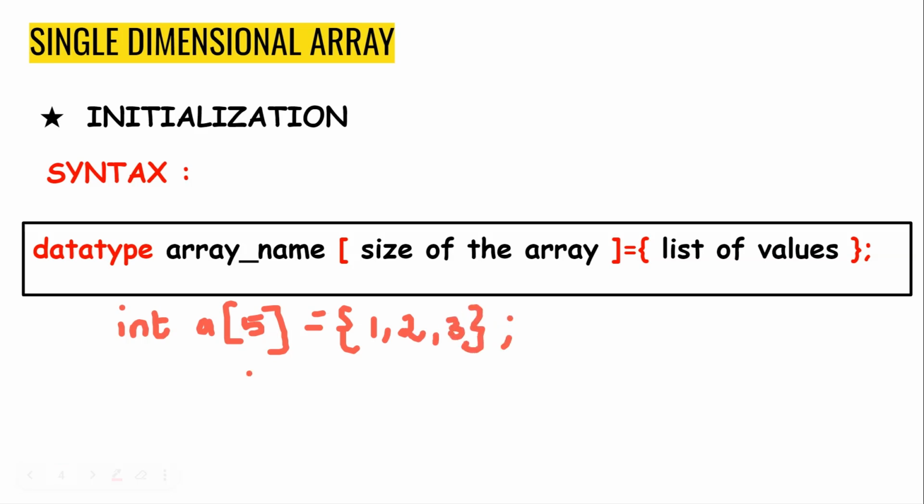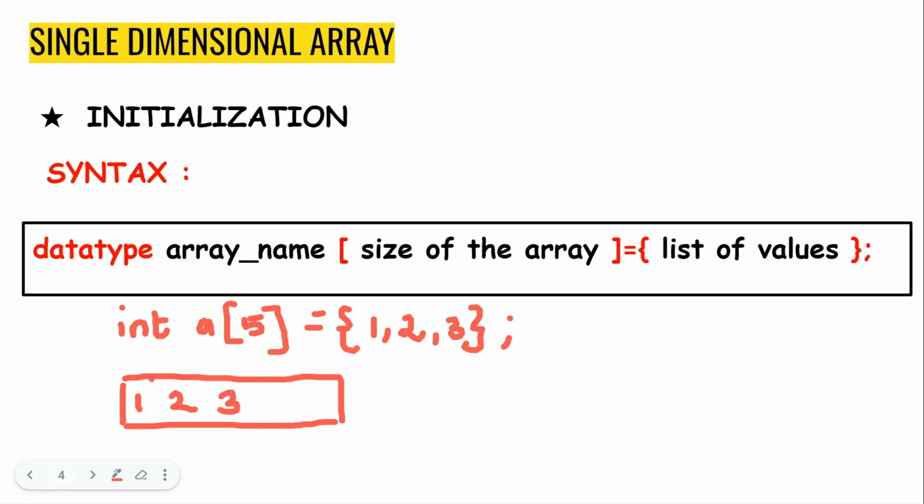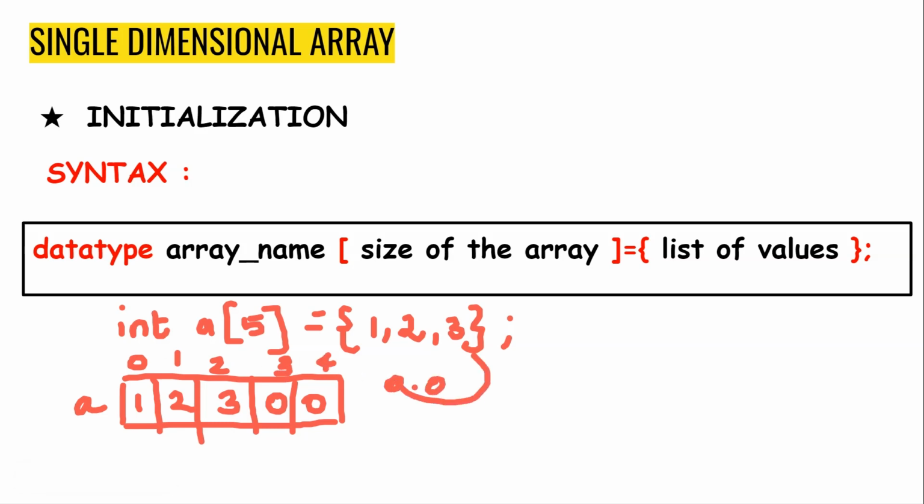Then automatically in the array, see here, A of 0 will have 1, in A of 1 we will have 2, A of 2 we will have 3, in A of 3 and 4 we will have 0. Since we have not initialized any values, it will be automatically set to 0. Now, suppose if it is a float type, it will be set to 0.0. If it is a character type, it will be set to null character.